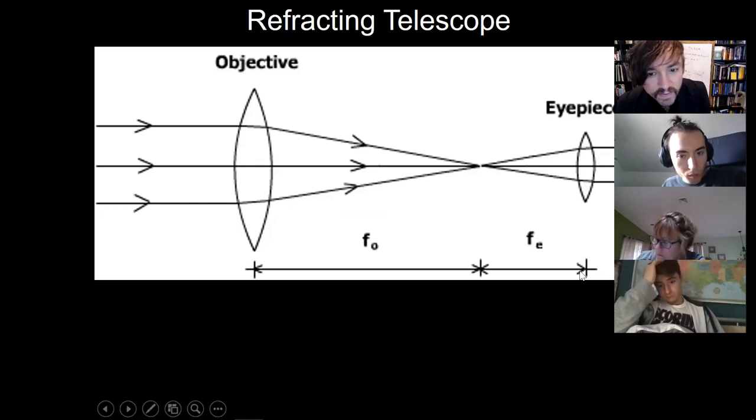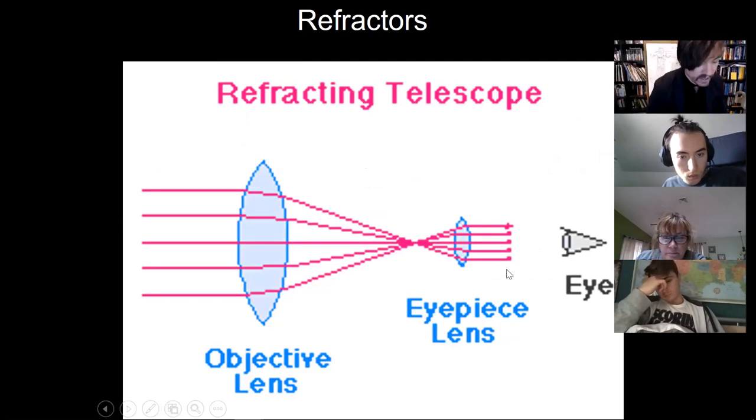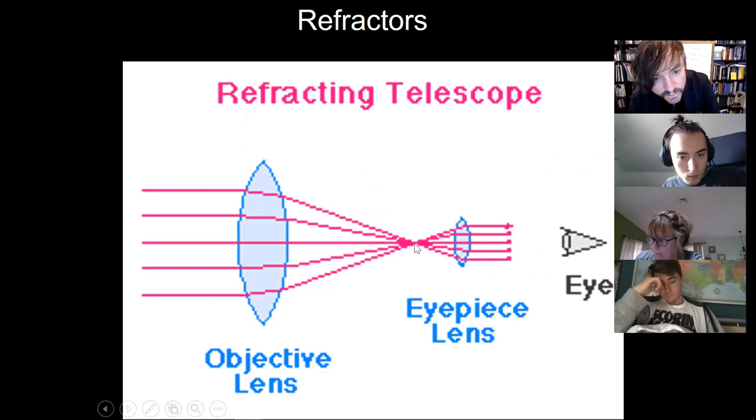And if you separate the two lenses by the sum of their focal lengths, you can get the light to come out on the other side parallel once again. Now, students, let's have a thought about this. Parallel light comes in from the moon. It's brought to a focus point at the focal length of your objective lens.